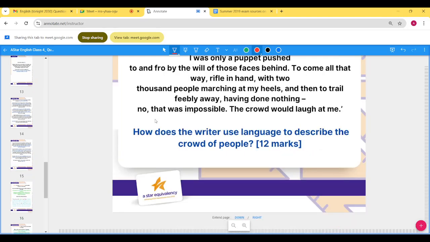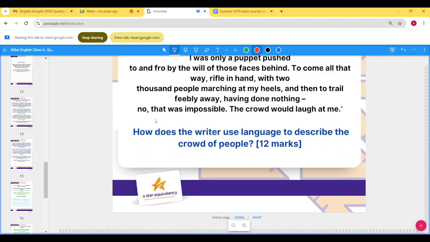And the question will always say, how does the writer use language to describe something? So in this case, how does the writer use language to describe the crowd of people? In this case it's the crowd of people, but it'll be to describe something. It's always a 12-mark question as well.